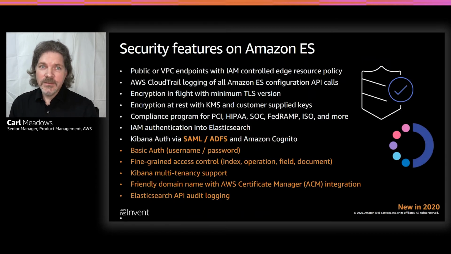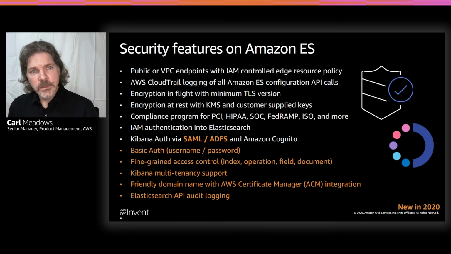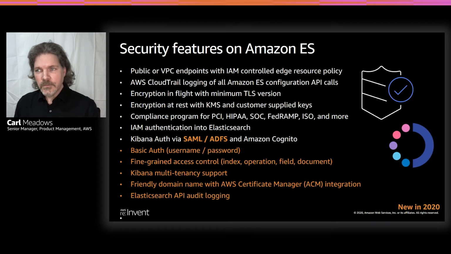Okay, so now we're in security. Let's dig into all of the various security features that we have on Amazon Elasticsearch Service. The first point that you'll want to think about is, where is that endpoint? Is the REST and Kibana endpoint only accessible to a VPC inside your environment? Or is it a public endpoint that can be hit externally?